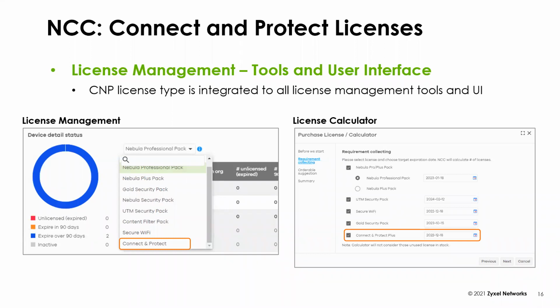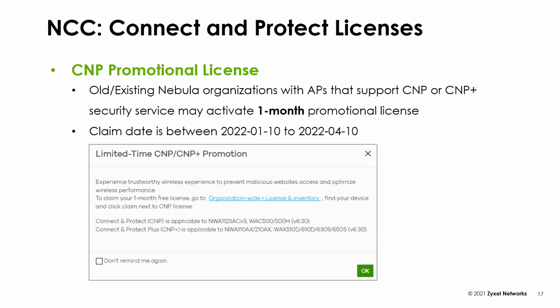So the Connect and Protect licenses, when you go into the license management screen, you will now see them there as one of the options of types of licenses you can easily filter to. And our license calculator tool has added the Connect and Protect Plus license in there.